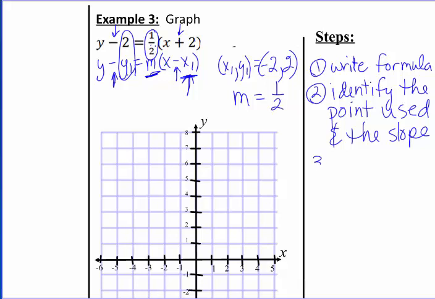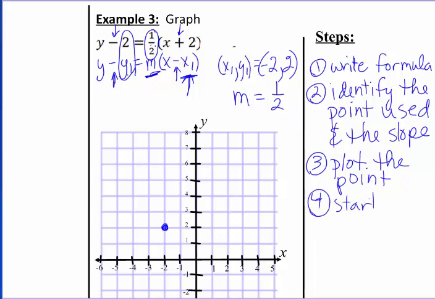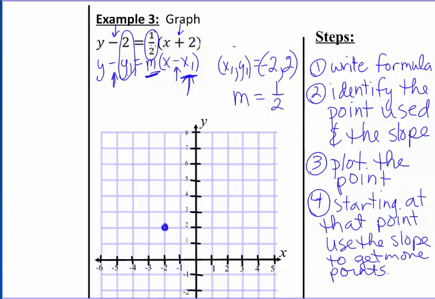So once you've identified the parts that you need, you're going to then plot the point. So it was -2, 2. So I plot the point. Then, starting at that point, you'll use the slope to get more points. So we're going to start at -2, 2. I already have that point there.